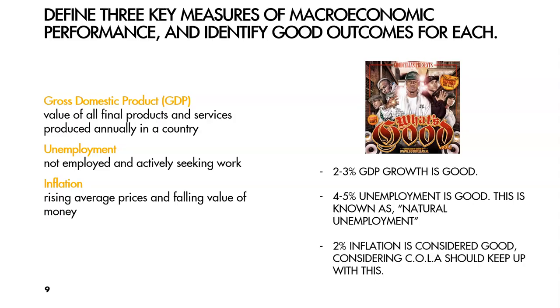You're not going to have unemployment at zero. That is not a realistic economic goal. But if you get 4 to 5, that means the economy is healthy. And then when you look at inflation, a 2% rise in prices is considered good, considering that the cost of living allowance should keep up with this. So if GDP exceeds inflation, if COLA exceeds inflation, life is good. Now, if you look through time, there are good times and bad times, no shock there.